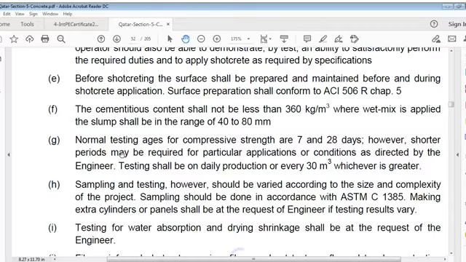Cementitious content shall not be less than 360 kg per meter cube. Where wet mix is applied, slump shall be in the range of 40 to 80 mm.